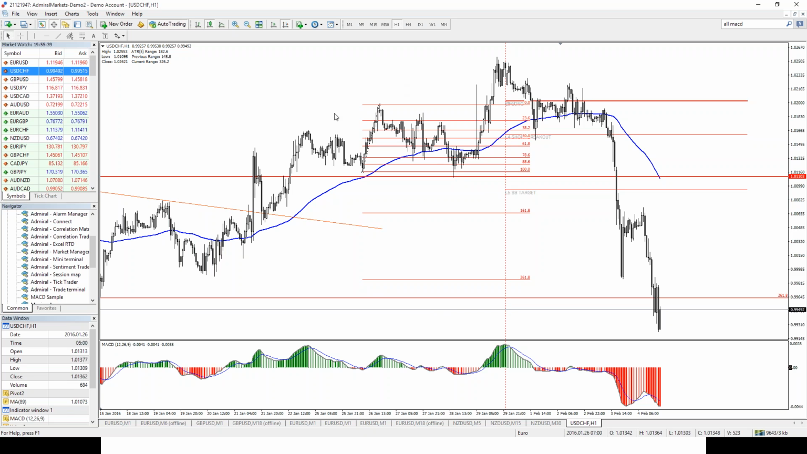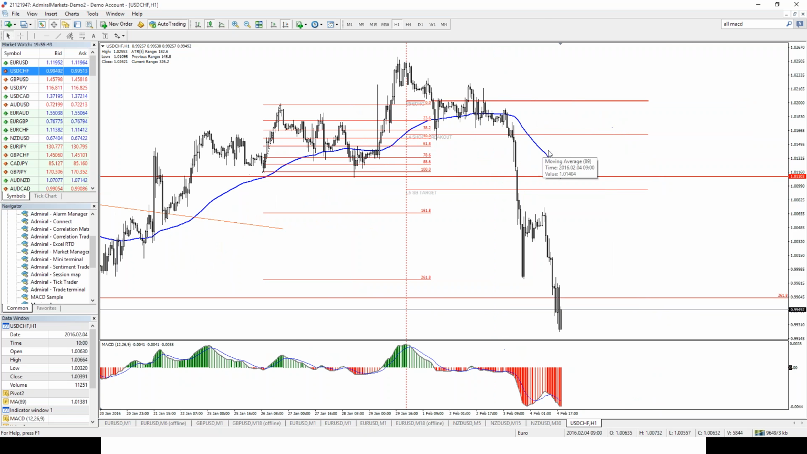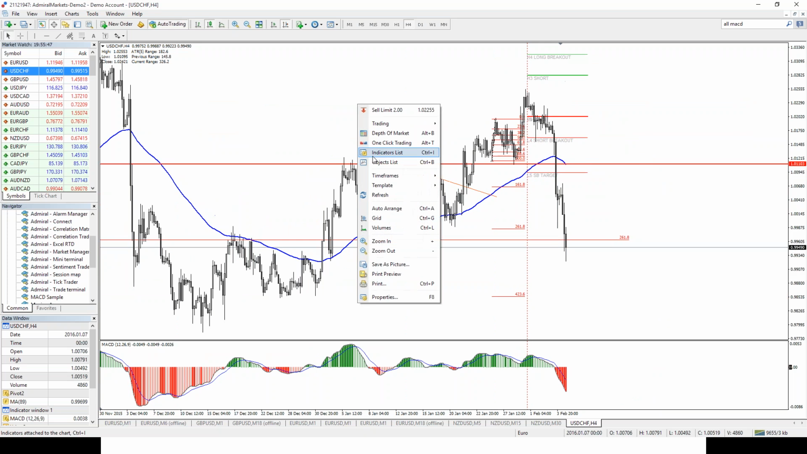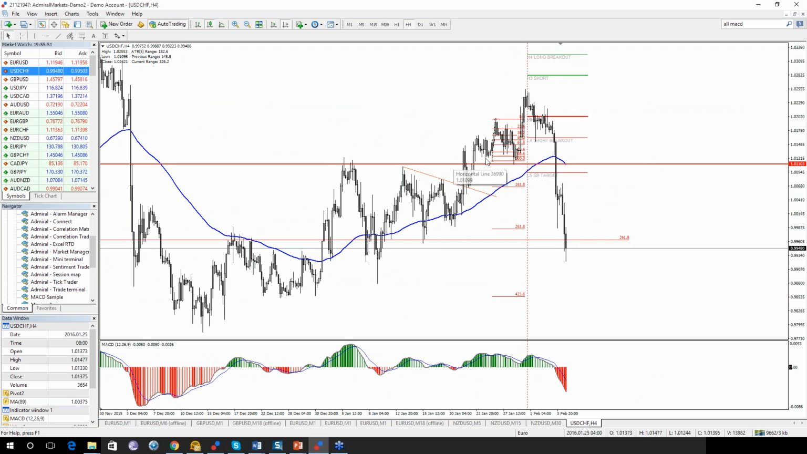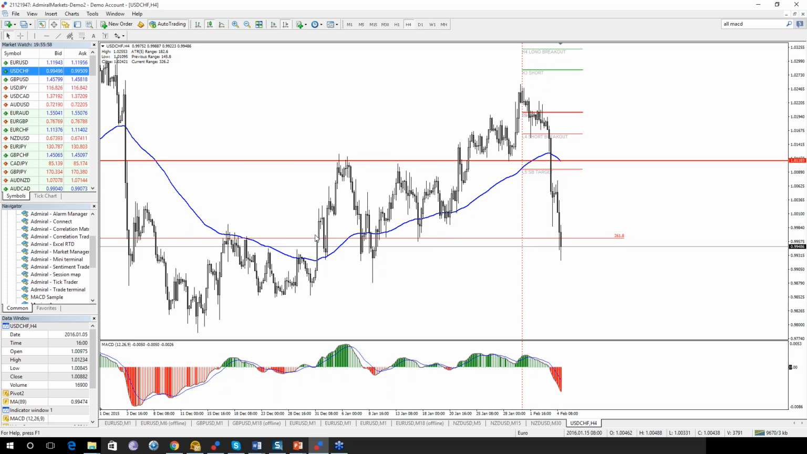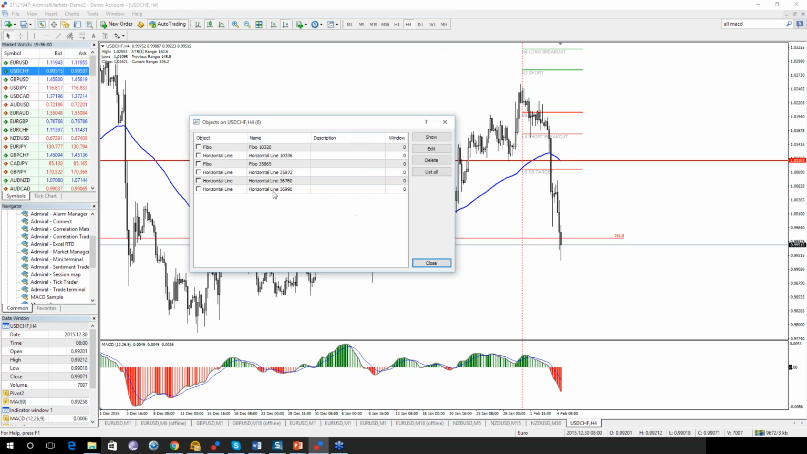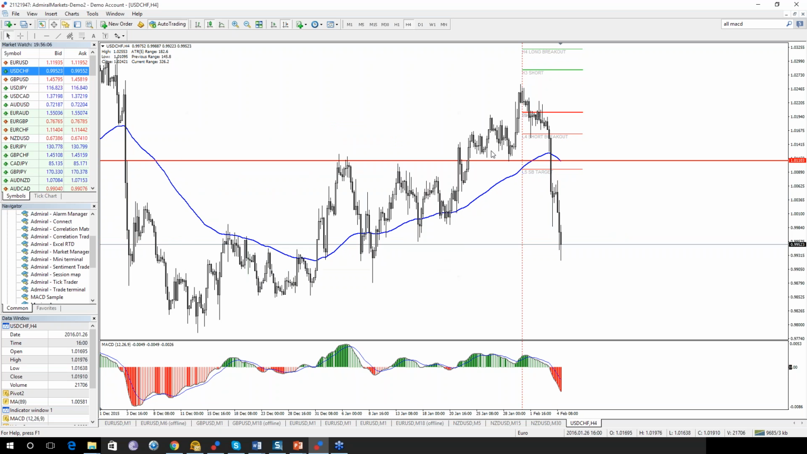Okay? An example for scaling out. So you want to scale out. You need to define your important levels of support and resistance. And you can do it by watching pivot points, for example, Camarilla pivot, like this. So you want to take a profit somewhere.